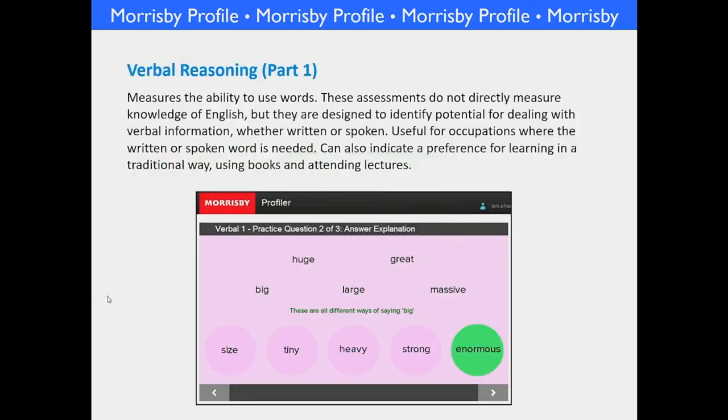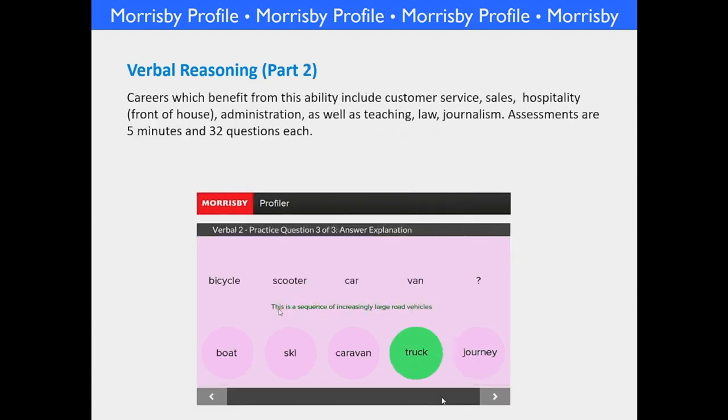Kind of things we're measuring? Well, there were 2 verbal reasoning exercises. This is the first one. 5 different words all saying big. And in the second one, it's a sequence here of increasingly large road-going vehicles.